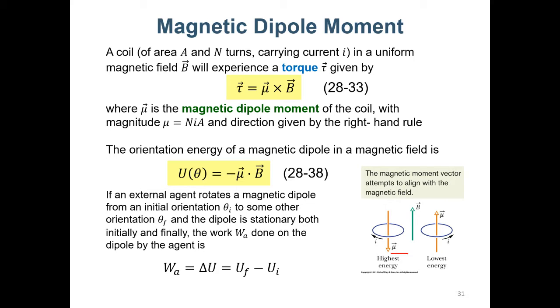We denote it as mu, the vector mu, and we will use the right-hand rule to define the direction of the magnetic dipole moment. Suppose this one is counterclockwise, then you use your right hand to follow the direction of the current, and your thumb will point to the mu's direction. And for this one, this is clockwise, so you use your right hand, and your thumb points to the bottom, which is the direction of mu.